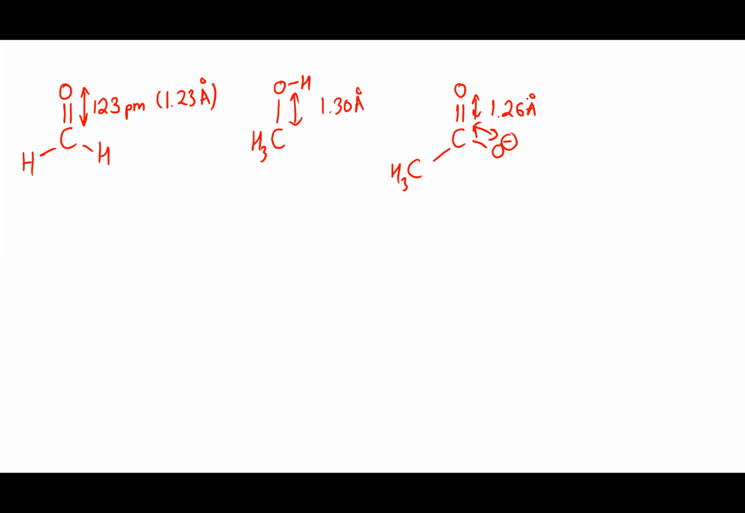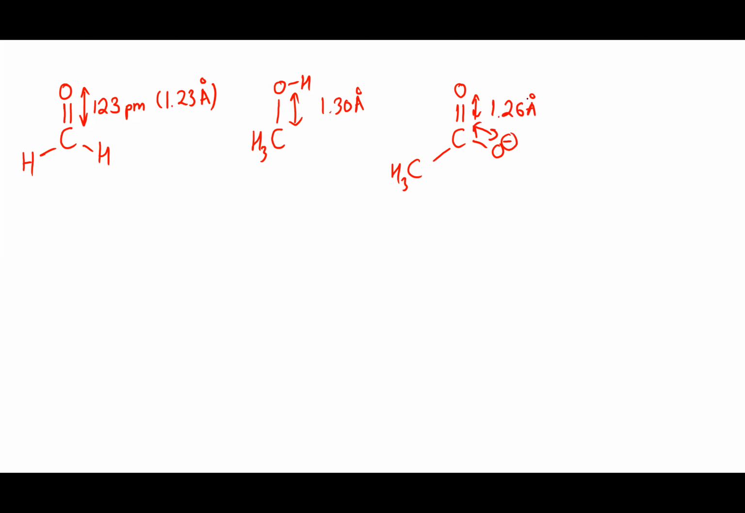So when a single bond is longer, it's 1.30, the two things aren't held as tightly together. They've got a single bond between them. Double bonds, you tighten them up down to 1.23. But in a carboxylate like this, it's intermediate. So it's not as long as a single bond, it's not as short as a double bond, it's kind of in between, and they're both the same.